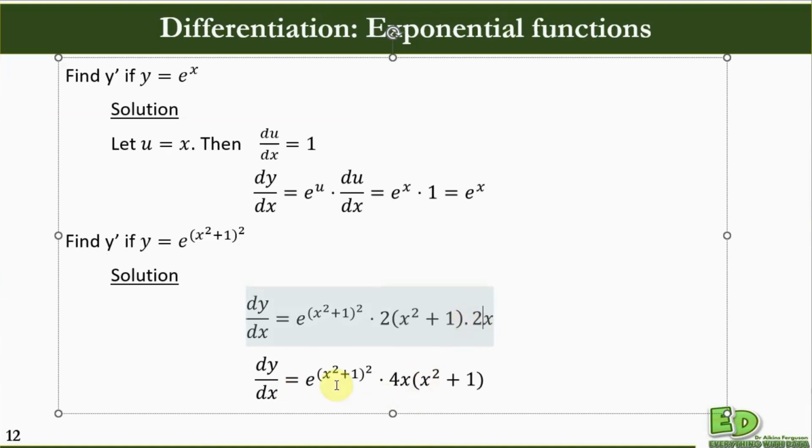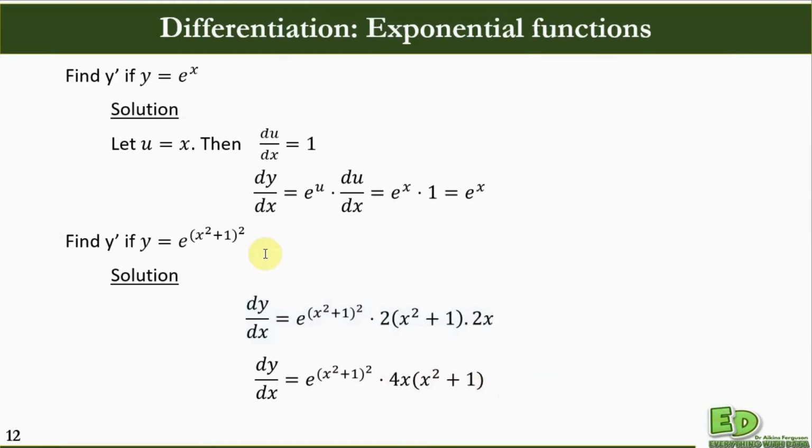So keep the function here again. You multiply 2 by 2x. That will give you 4x into bracket x squared plus 1. Right, so this is how you go about the exponential functions.